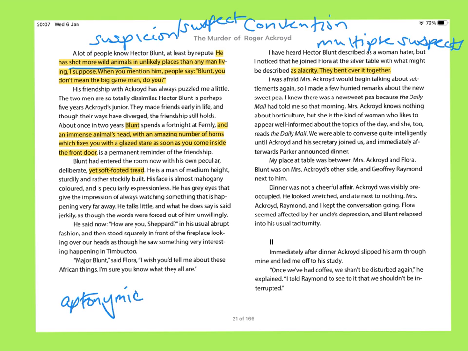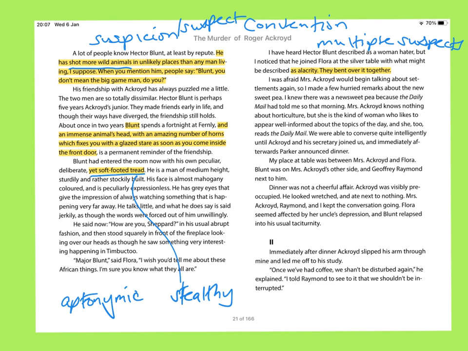So we've got the killing of wild animals. "He's strangely soft-footed for a man who's rather stockily built." So again, suspicion being averted towards Hector Blunt here. However, look at this.